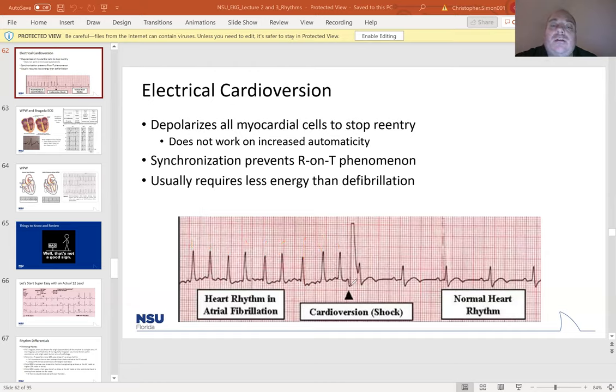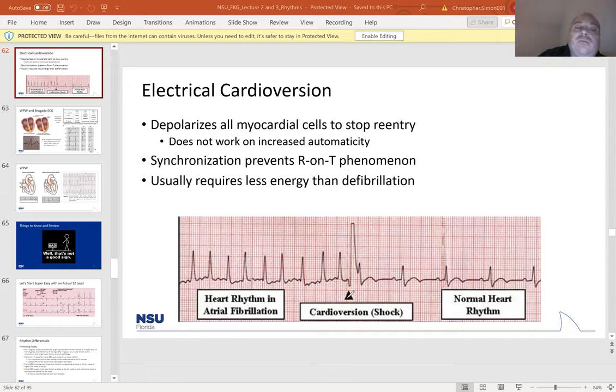As you can see right here, when you deliver electricity, remember we're measuring electricity on an EKG. So when you shock somebody on an EKG, you're going to see this huge spike that's taller than anything else on the paper, very quickly. And you're just looking at the electricity that was delivered to the patient, and you're seeing it on the EKG.